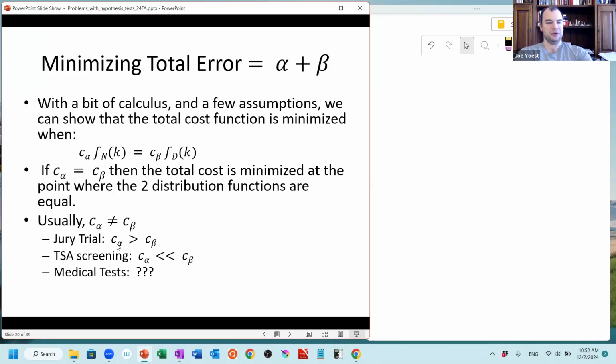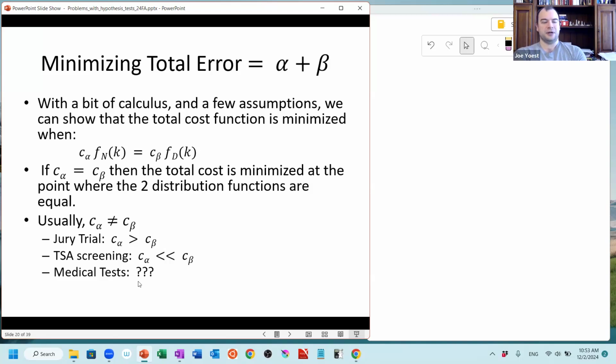And there are a couple of examples here where, say in a jury trial, at least in our culture, we think of the cost of a type 1 error, the cost of putting an innocent person in jail, as being much higher than the cost of letting a guilty person go free. For something like a TSA screening, the cost of a type 1 error, the cost of saying, hey, something looked a little wonky on your scan, can you come over here for a pat down, is relatively speaking a lower cost than the cost of a type 2 error, letting somebody with a bomb or with a gun get through security and get on a plane.